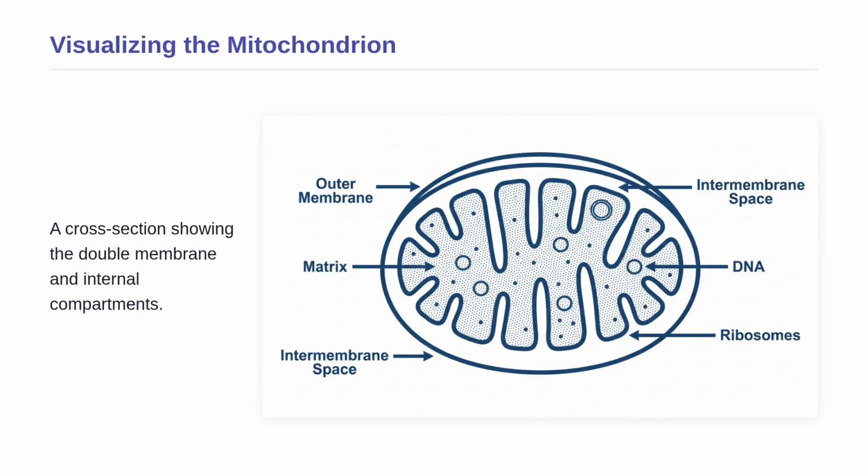Having discussed the four regions, let us visualize them. On your screen is a cross-section of a mitochondrion. Notice the smooth outer membrane enclosing the entire organelle. Just inside, you can see the intermembrane space. The most striking feature is the inner membrane, which folds inward repeatedly to form the cristae. Deep inside these folds lies the matrix, dotted with circular DNA and tiny ribosomes. This specific physical layout is exactly what allows the organelle to function as a highly efficient power plant.